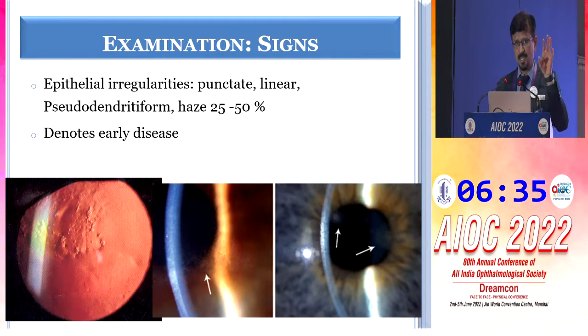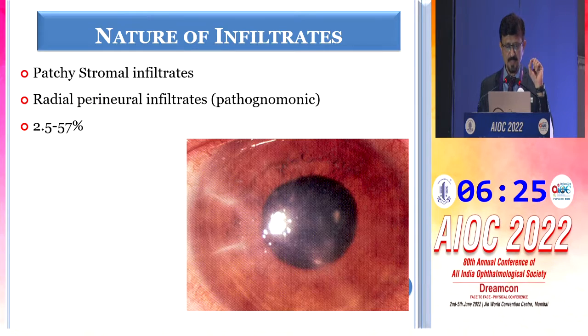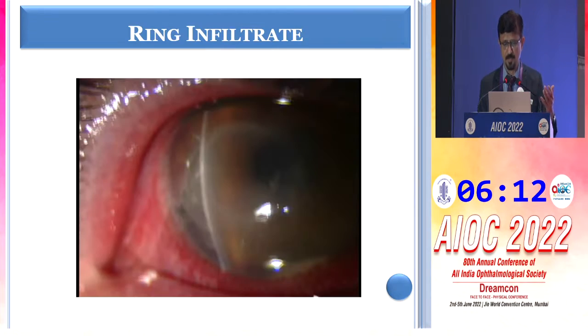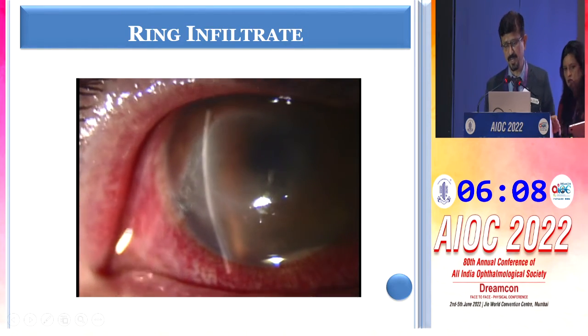And on examination, in the initial part, which you very uncommonly get, there can be epithelial irregularities or dendritiform lesions which can be seen. There can be patchy stromal infiltrates or perineural infiltrates, which are definitely pathognomonic, but these are not very often seen. The patient comes to you with something like a ring infiltrate and severe infection. Something like this, when you examine the patient, you get a ring infiltrate.